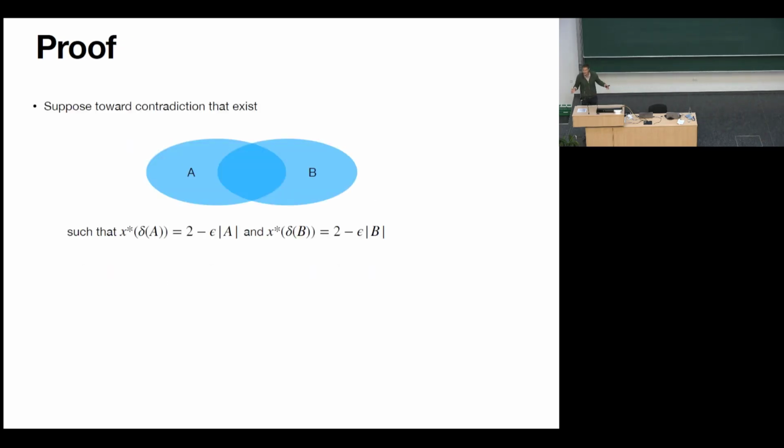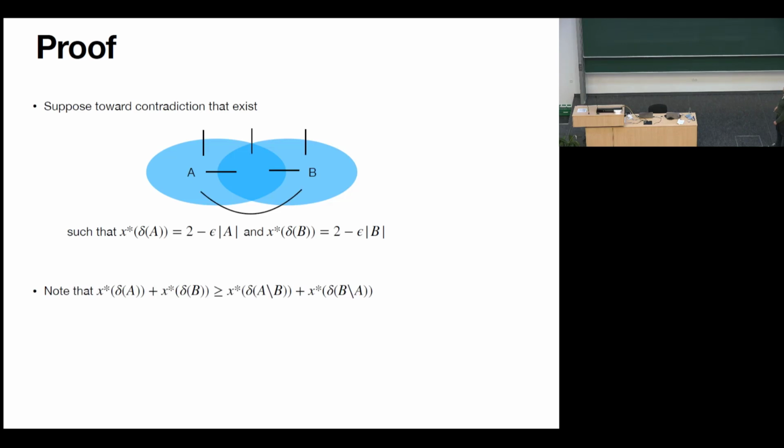Proof. Suppose towards contradiction that there are two tight constraints that have a non-trivial overlap. So I have that x star, the fractional value of the edges going out of A is equal to 2 minus epsilon A, and the fractional value going out of B is 2 minus epsilon size of B. Now, by inspecting the picture, you can convince yourself that the fractional value going out of A plus the fractional value going out of B is at least the one going out of A minus B plus the one going out of B minus A. That's just to inspect the picture. I don't expect you to understand it here. Just inspect all the possible types of edges, and this inequality holds.